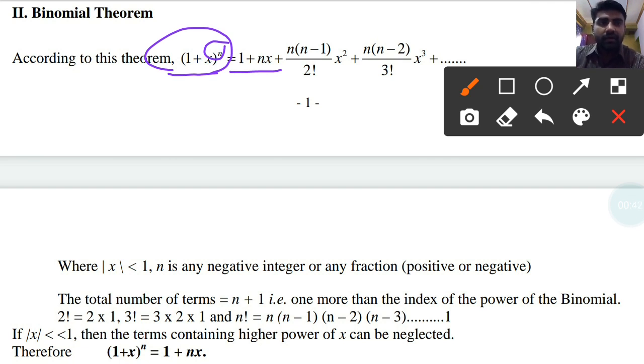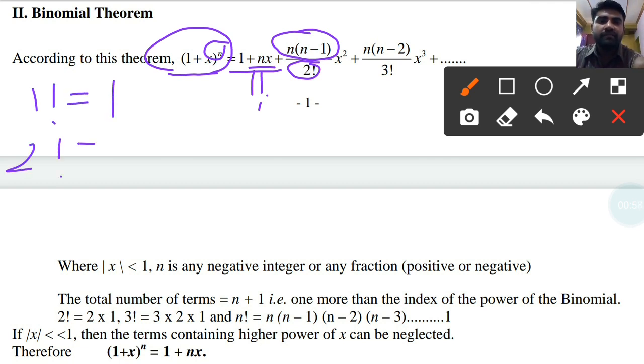Then for the third term you have to remember n into n minus 1 over 2 factorial. For the previous term this will be 1 factorial. What is 1 factorial? It is only 1. 1 factorial is equal to 1. 2 factorial is equal to 2 into 1, it is equal to 2, right?